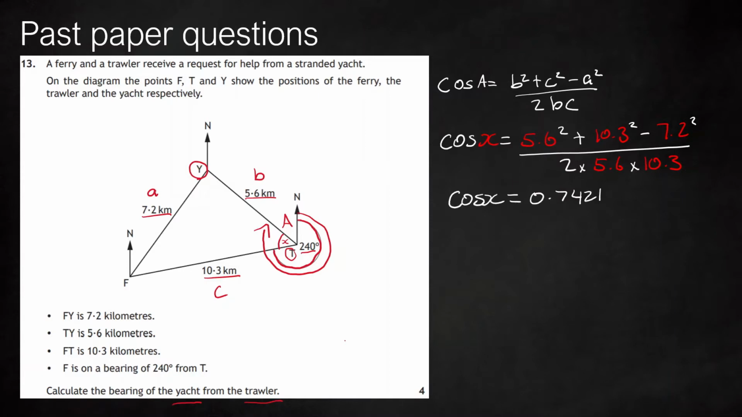Cos x will come out to be 0.7421, and the reason I've kept lots of decimal places is because we're not done yet. We don't want cos x, we want x, so we take the inverse cos of the answer we got above. Pop that in your calculator, and it'll come out to be 42 degrees.